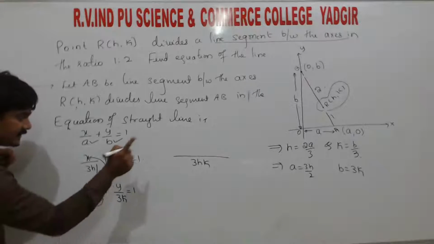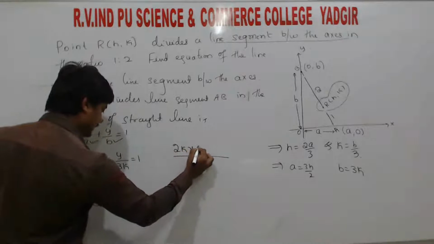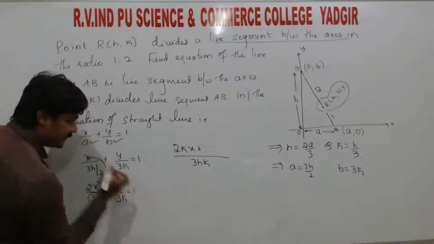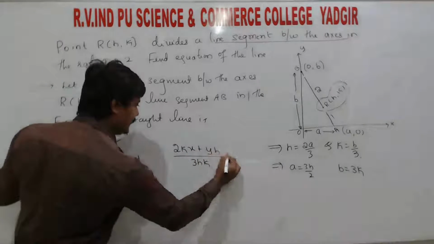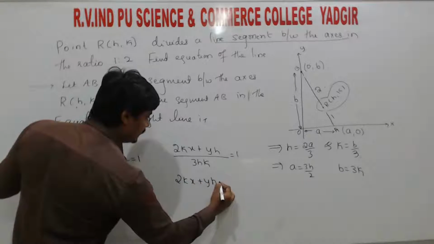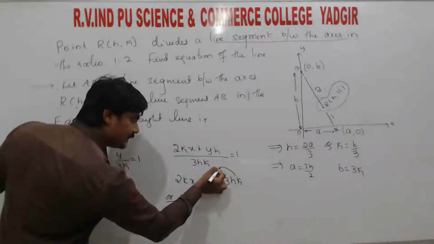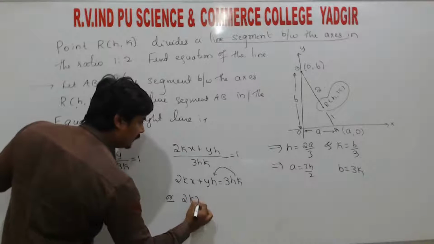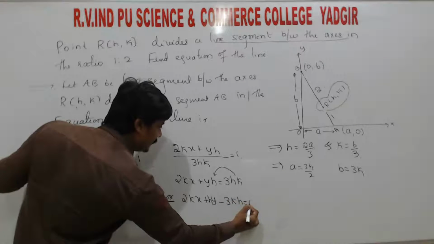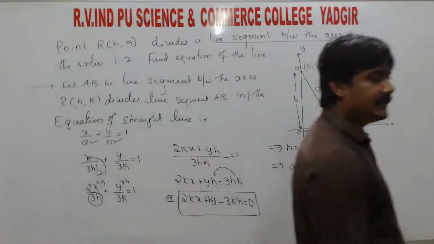Already 3h is there, so to make it 3hk, multiply by k. So this becomes 2kx. Into 3k, to make it 3hk, we must multiply by h. So this is yh equal to 1. So this is 2kx plus yh equal to 3hk, or you can bring the term to the left and write 2kx plus hy minus 3kh equal to 0. This is the required equation of the straight line.